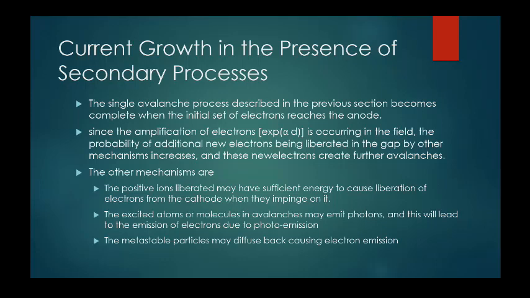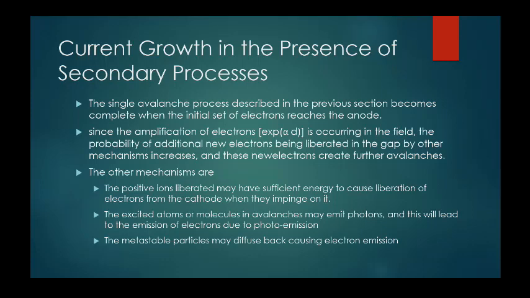However, since the amplification of electrons, exponential of alpha d, is occurring in the field, the probability of new electrons being liberated in the gap by other mechanisms increases. And these new electrons create further avalanches. The other mechanisms are: one, the positive ions liberated may have sufficient energy to cause liberation of electrons from the cathode when they impinge on it.